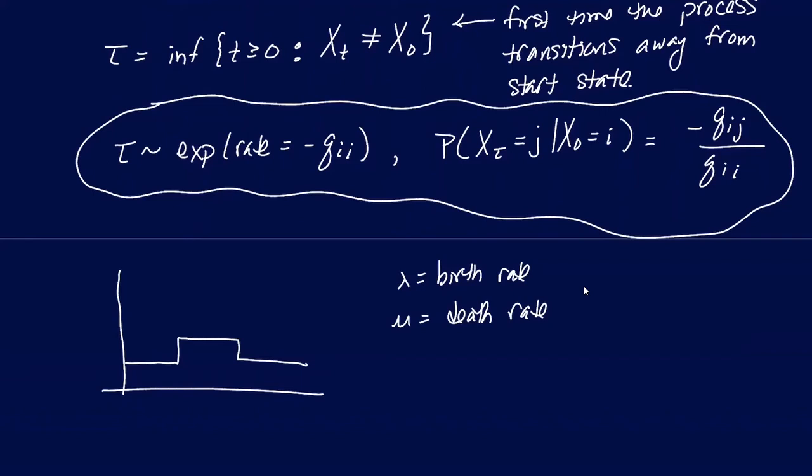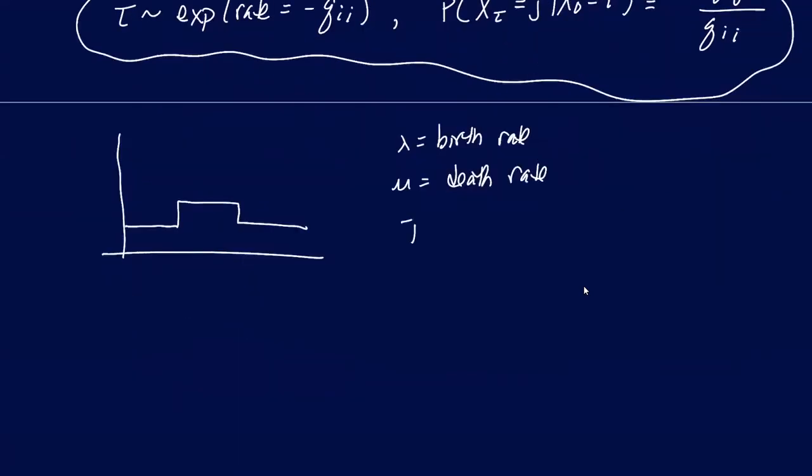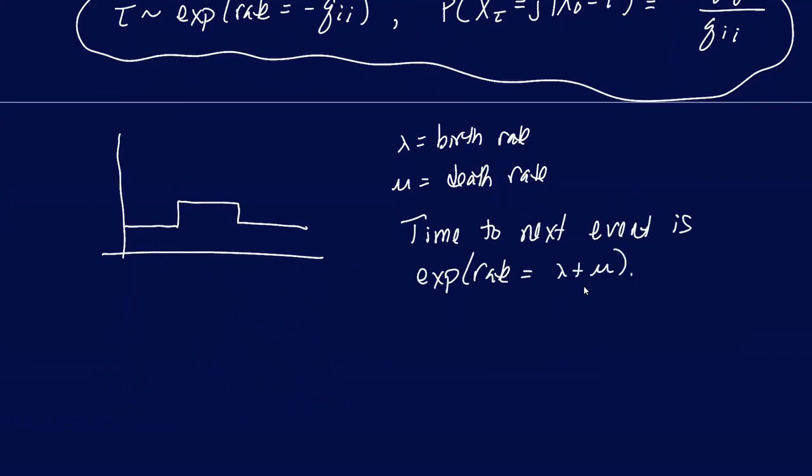So when you're at a state i that's not 0, the time until the next birth is exponential with rate lambda, the time until the next death is exponential with rate mu, and the time until the next event is exponential with rate lambda plus mu. That's what you get when you take the minimum of those times. Now, if these are the only moves allowed and you know the time of the next event, how can you figure out which event it is? Is it a birth or is it a death?